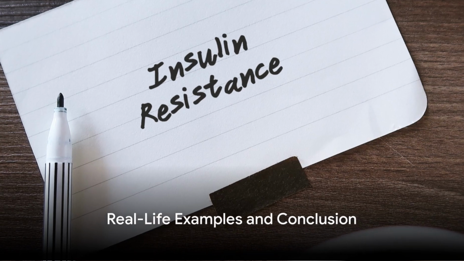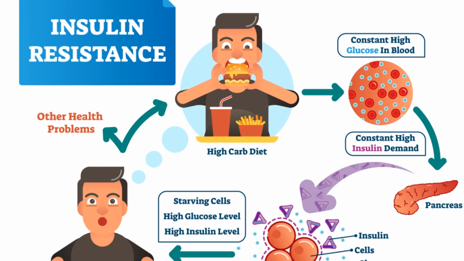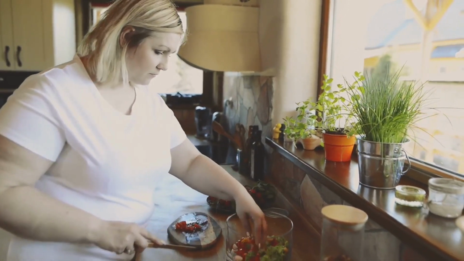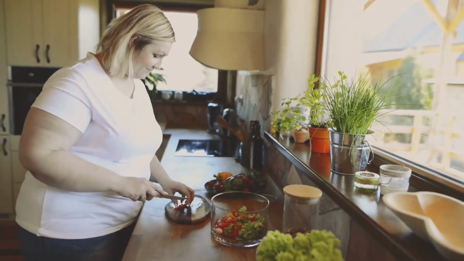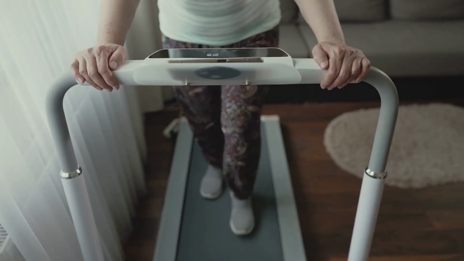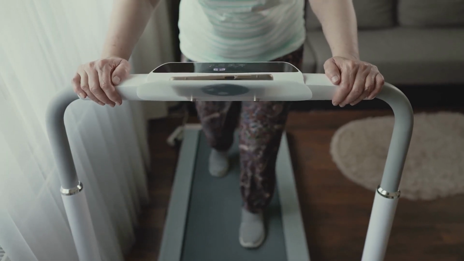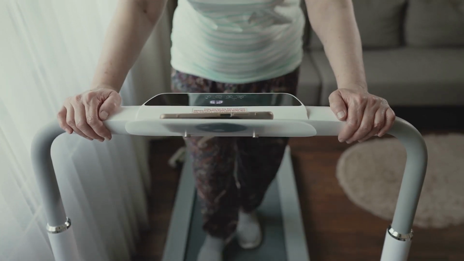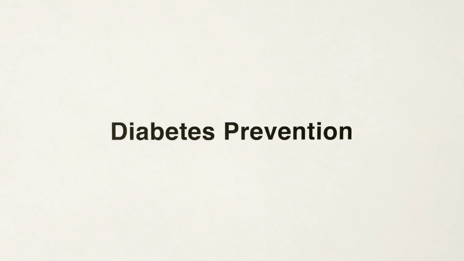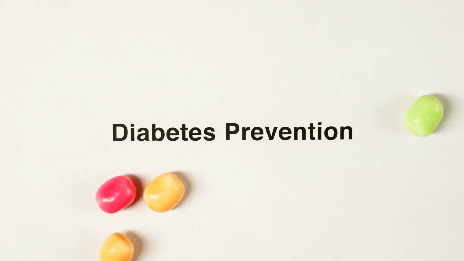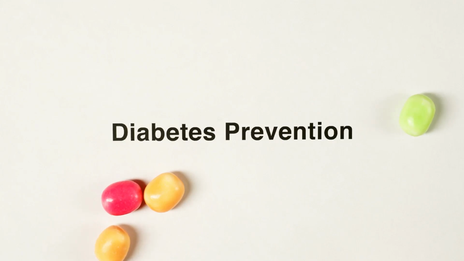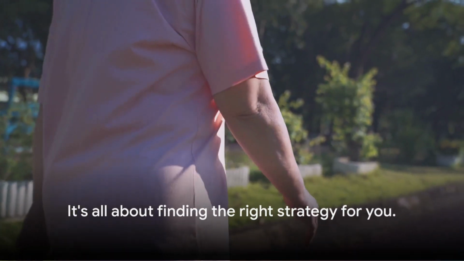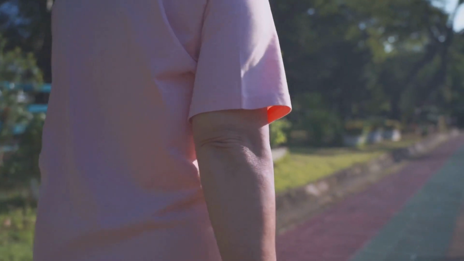Let's bring these strategies to life with some real-world examples. Meet Sarah, a 40-year-old who has incorporated a balanced mix of aerobic and resistance training into her routine, improving her insulin sensitivity. Then there's John, a 55-year-old who has shifted his diet to include more antioxidant-rich foods and has seen a significant decrease in his insulin resistance levels. And let's not forget Maya, a 32-year-old who has introduced intermittent fasting into her lifestyle and has successfully managed her insulin resistance. These examples show that with the right strategies, insulin resistance can be managed.